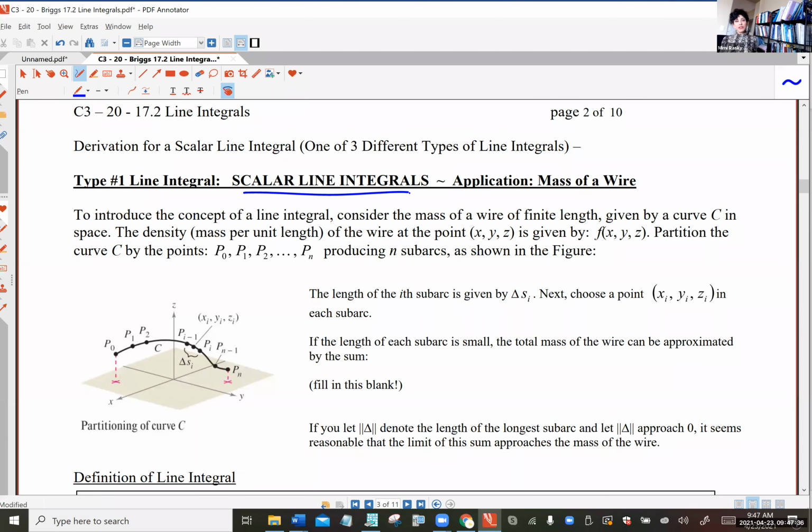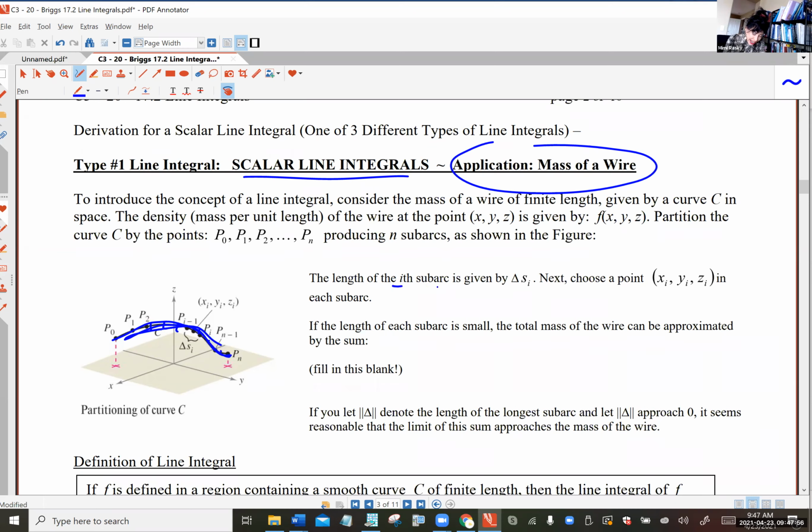Well, the first type is called a scalar line integral, because it doesn't have anything to do with vector fields. And the best application of a scalar line integral is mass of a wire. So if you've got a wire right here, it's a curve, and you cut it up into intervals, we're doing that whole partition thing. And you look at the ith subarc, and the arc length of that ith subarc is delta s sub i. Remember little s was arc length back when we did arc length? I know you forgot. It's okay.